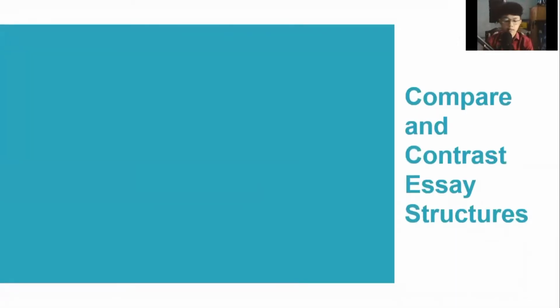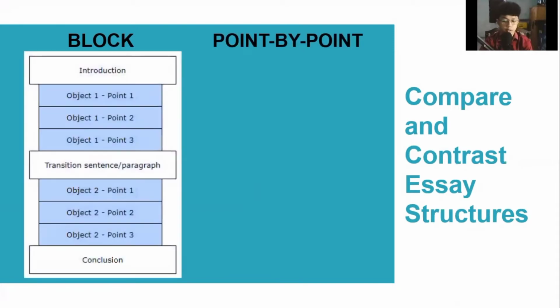Compare and contrast essay structure. A compare and contrast essay has two different structures. The first one is block structure, and the second one is point by point structure. In the block structure, all of the information about one of the objects being compared and contrasted is given first, and all of the information about the other object is listed afterward. This structure is similar to the one that is used for cause and effect and problem solution essays.